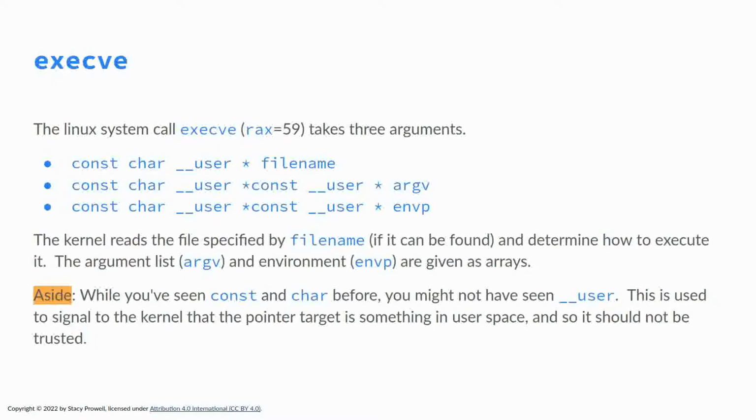The kernel goes out and reads the file specified by the file name, if it can be found. If it can't, you're going to get a file not found here. And it tries to determine how to execute that file. The argument list and the environment are given as arrays. The underscore user stuff up there is really just a hint to the kernel that you're pointing to something in user space that you control, and that could be a security threat, so the kernel should be careful how it uses it. You should not trust that information.